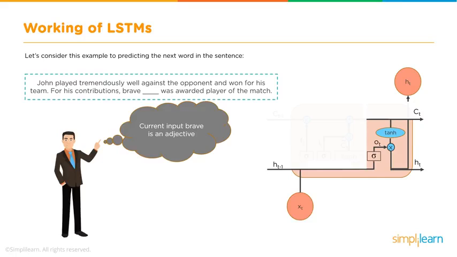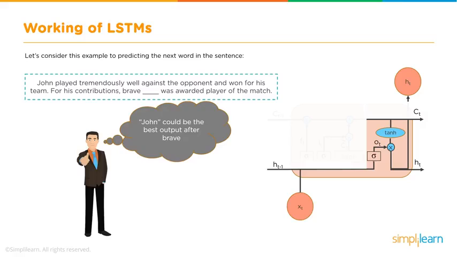Current input, brave, is an adjective. Adjectives describe a noun. John could be the best output after brave. Thumbs up for John, awarded player of the match. And if you were to pull just the nouns out of the sentence, team doesn't look right because that's not really the subject we're talking about. Contributions, brave contributions, or brave team, brave player, brave match.